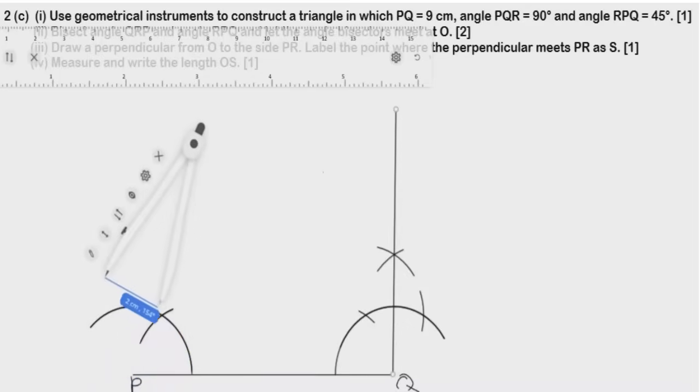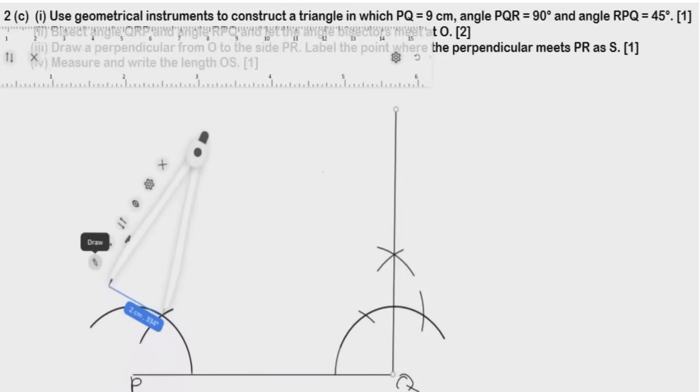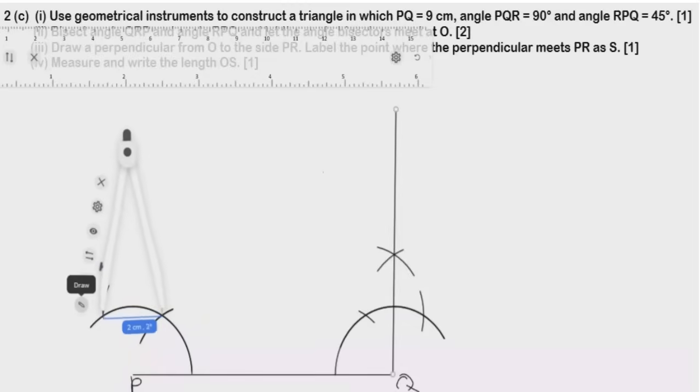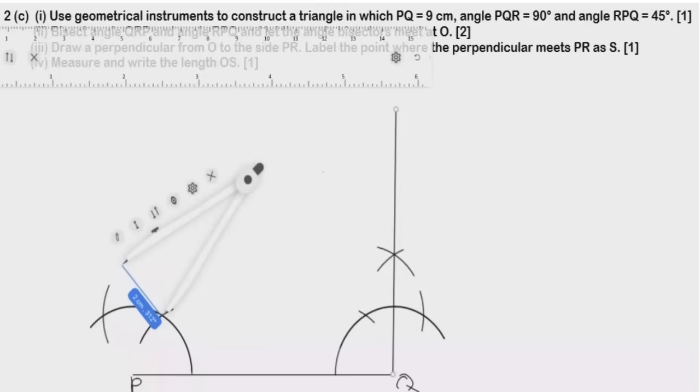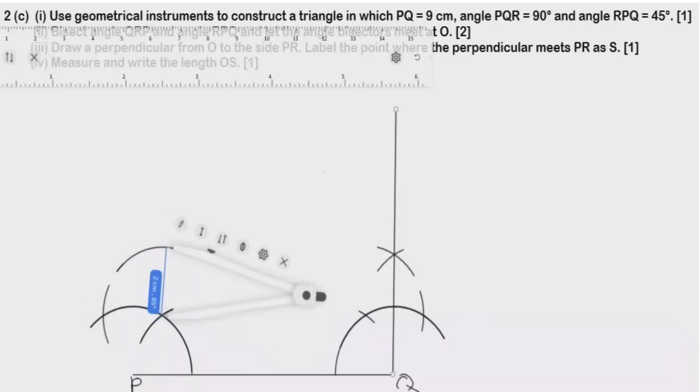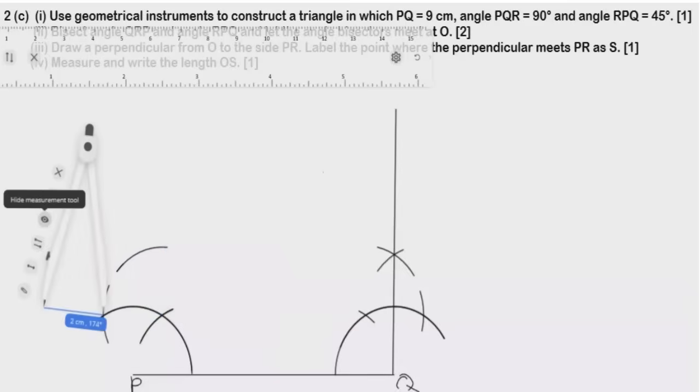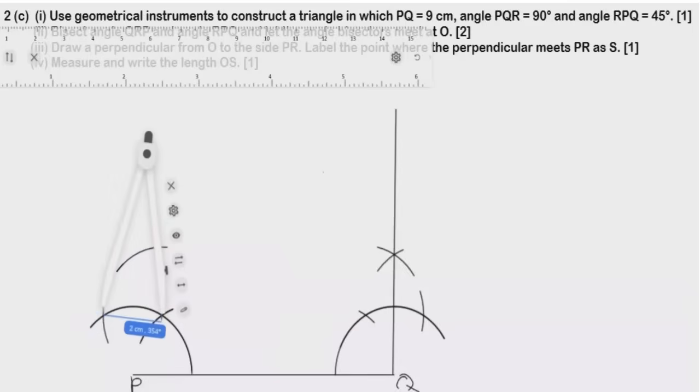I'm going to lift it and put it here. Then I'm going to draw another arc like that. Then I'm going to draw the extension. Remember, I want just to construct a 90 degree angle first. So you maintain the width just like the way it is.